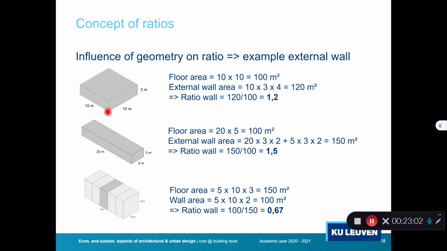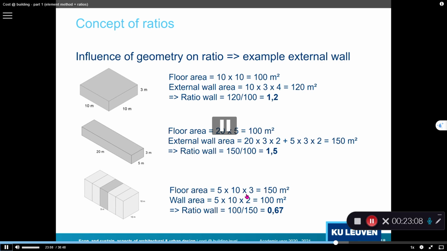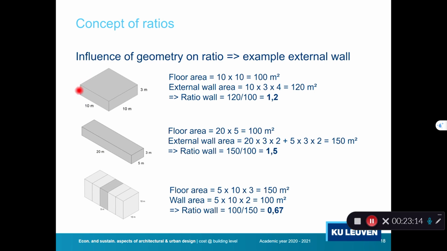The floor area of my first building is 10 by 10 meters, so I have a building of 100 square meters floor area. I have 4 external walls: 1, 2, 3, 4. Each external wall is 10 meters by 3 meters, so 30 square meters for each external wall, and I have it 4 times, so I have 120 square meters of external wall.